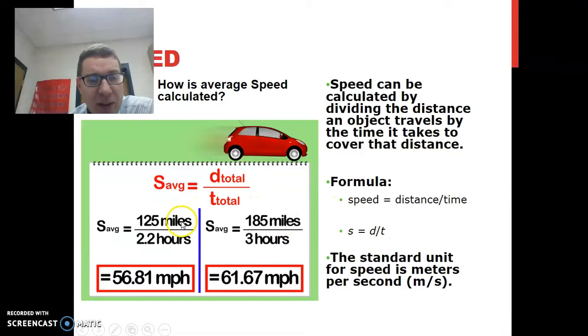Right, so here's an example. We don't use miles in science, but for this example it works. If I go 125 miles and it takes me 2.2 hours, I take 125 divided by 2.2 and I get 56.81 miles per hour. If I go 185 miles, which is further, and I do it in 3 hours, if I divide that, it's 61.67 miles per hour. So they're a little bit faster because they had to cover a greater distance, even though it took them a little longer.